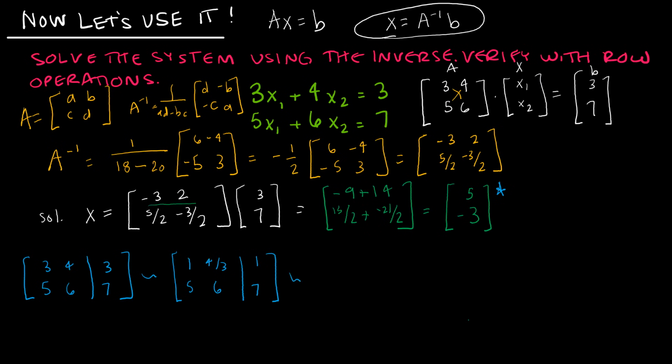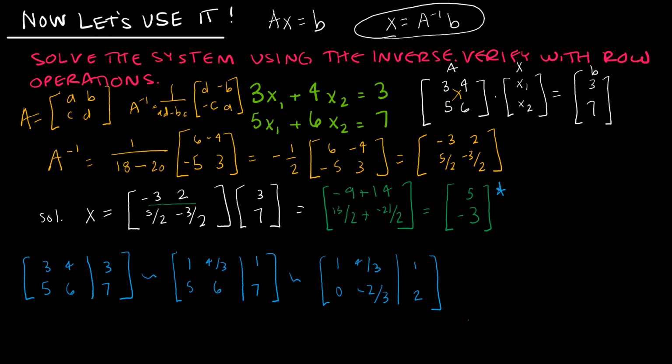My next step is I need to get that 5 to be a 0 because we need reduced row echelon form. So I'm going to take negative 5 times my row 1 and add it to row 2. So row 1 remains exactly the same. Row 2, negative 5 plus 5 is 0. Negative 20/3 plus 6. 6 is 18/3, so negative 20/3 plus 18/3 is negative 2/3. And then negative 5 times 1 is negative 5, plus 7 is 2.